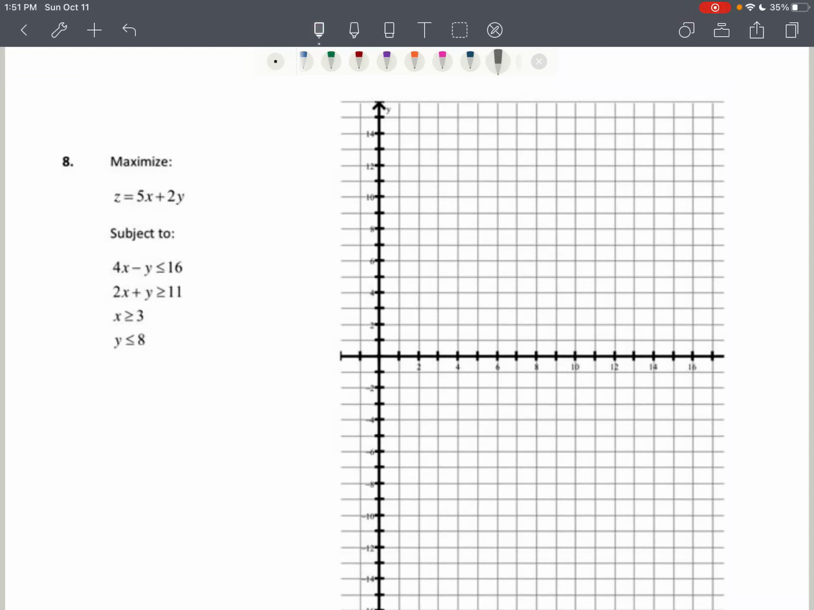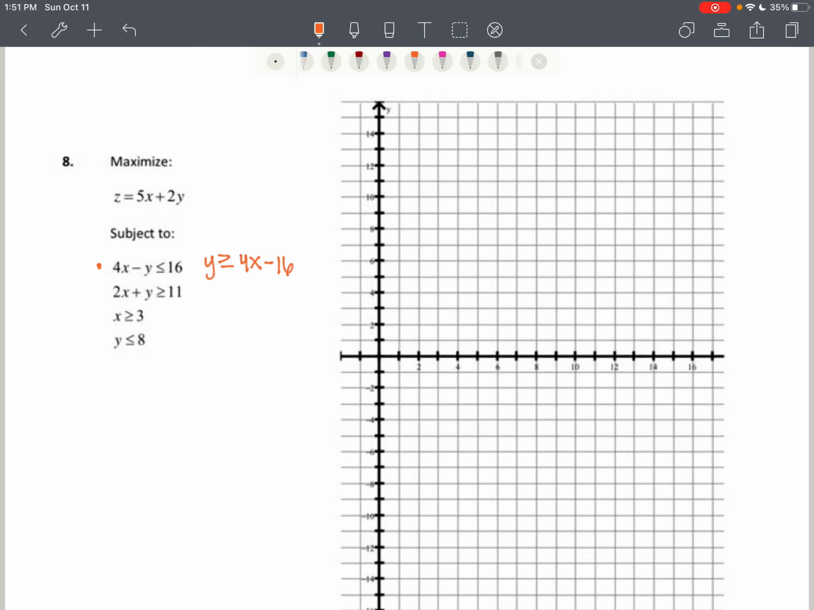Okay, one more video where I want to show you what happens when you've got a set of circumstances where it's not extremely easy to tell where that vertex is, or where the two lines intersect, where the vertex is of the feasible region. So here we'd have y is greater than or equal to 4x minus 16.